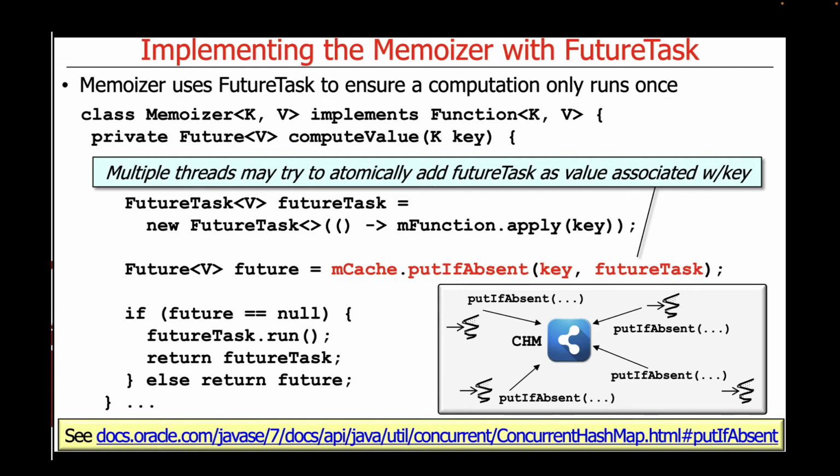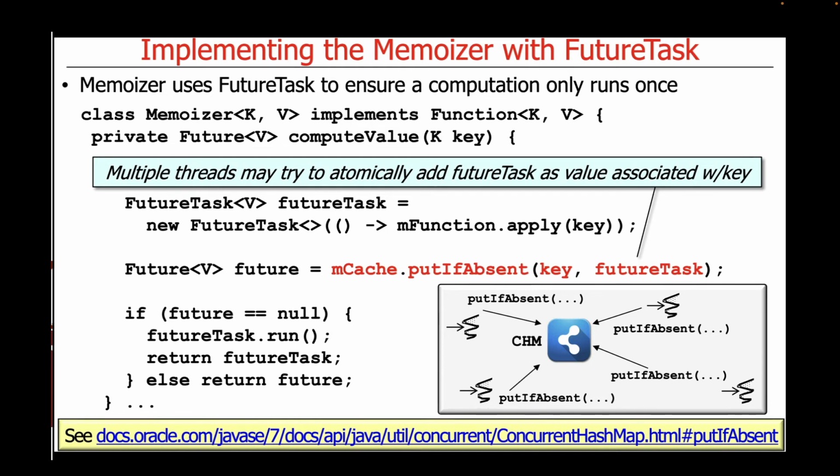Now notice that all the threads will end up making a future task. We can't actually prevent them from making the future task. They'll have multiple future tasks, but only one future task will get run. So we call PutIfAbsent. What PutIfAbsent does is it tries to atomically add the future task as the value that's associated with the key. And this is what's called an atomic check-then-act operation. So this particular atomic check-then-act operation will make sure that only one of all these threads actually ends up doing this operation.